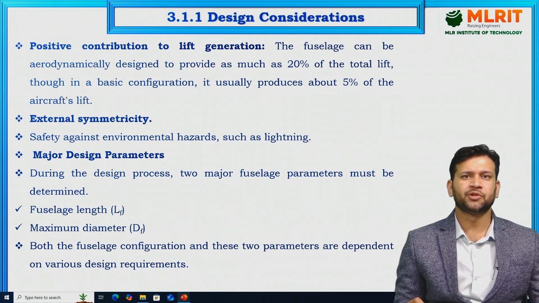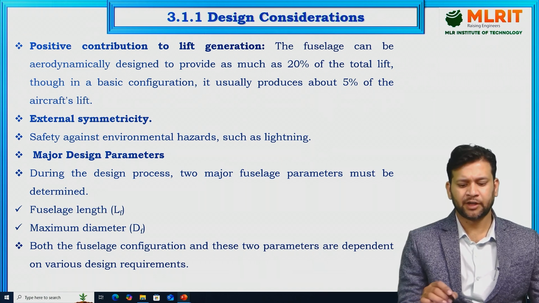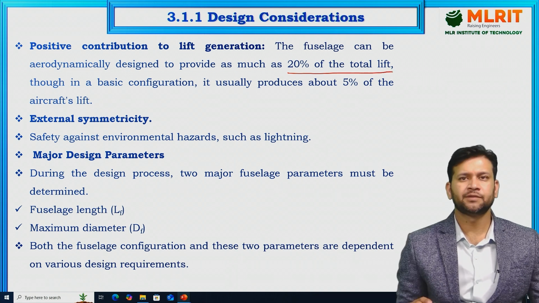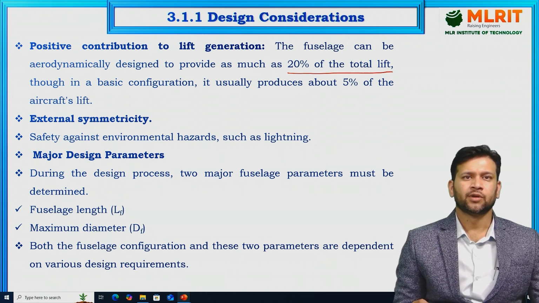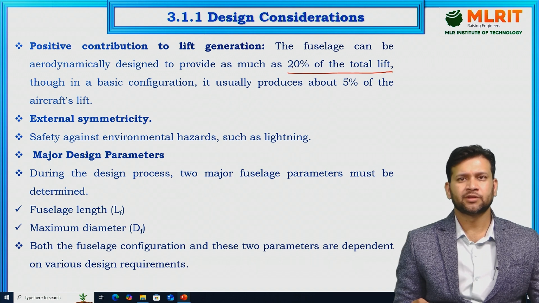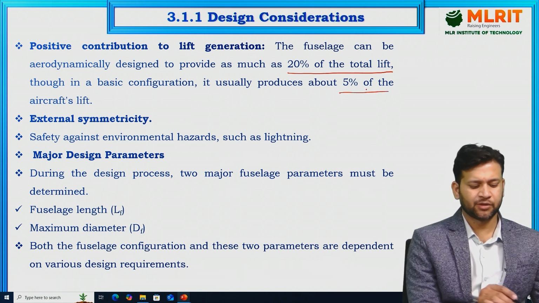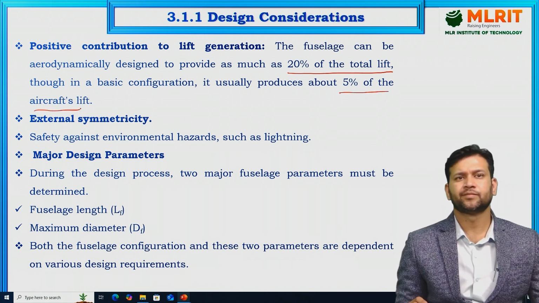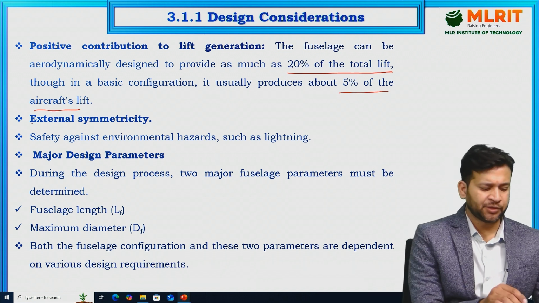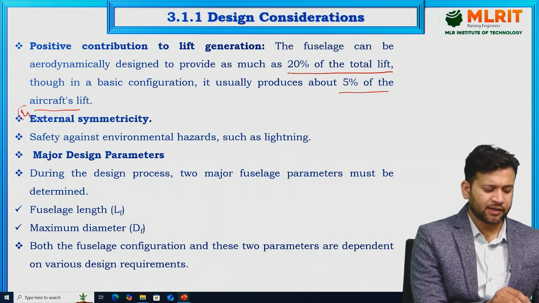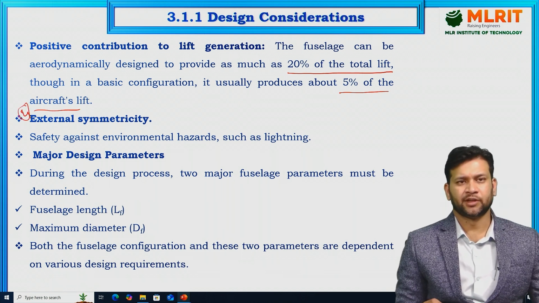Positive contribution to lift generation. The fuselage can be aerodynamically designed to provide as much as 20% of the total lift, though in a basic configuration it usually produces about 5% of the aircraft's lift. It has to be externally symmetric.